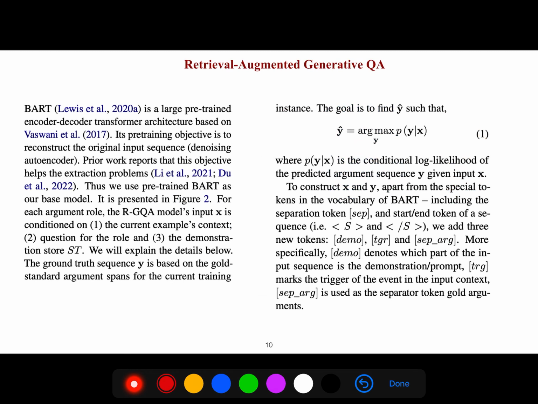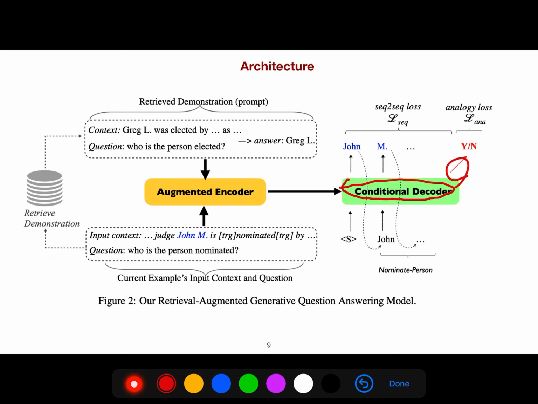BART is a large pre-trained encoder-decoder transformer architecture. Its pre-training objective is to reconstruct the original input sequence, so it's a denoising autoencoder. Prior work reports that this objective helps extraction problems. Thus we use the pre-trained BART as our model, because it has both an encoder and a decoder. It is presented in figure 2.